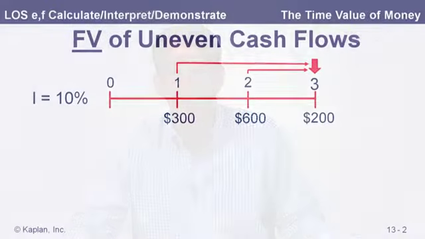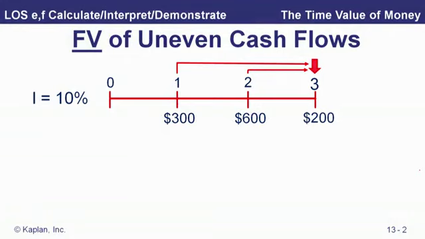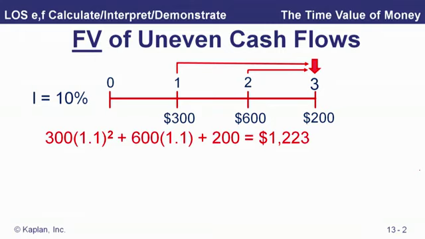Now, our next learning outcome statement says, well, what about if the cash flows are uneven? Well, that's not a problem for us because the way we've gone through it, we just need to take the future value of these three payments. Here we've got an account and we're depositing $300 one period from now, $600 two periods from now, $200 three periods from now. How much will be in the account at time 3 there?